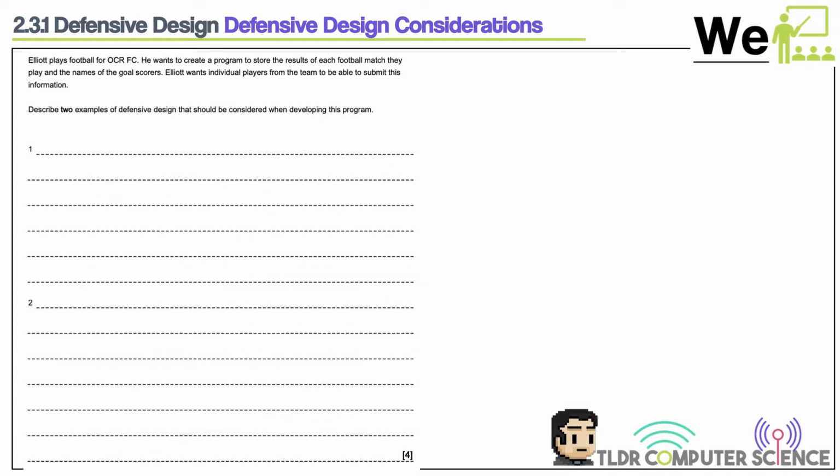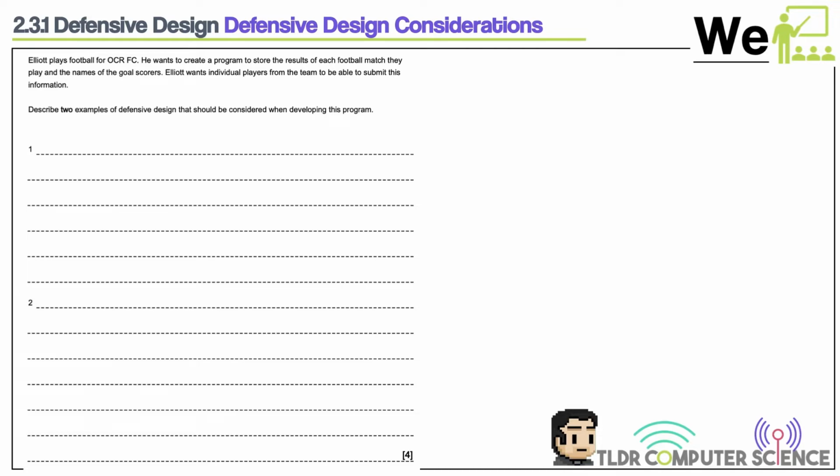Another question on defensive design and some of the things we need to consider, some of the factors. Elliot plays football for OCR Football Club. He wants to create a program to store the results of each football match they play and the names of the goal scorers. Okay. Elliot wants individual players from the team to be able to submit this information. Describe 2 examples of defensive design that should be considered when developing this program.